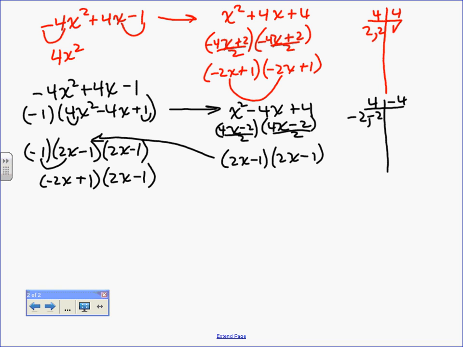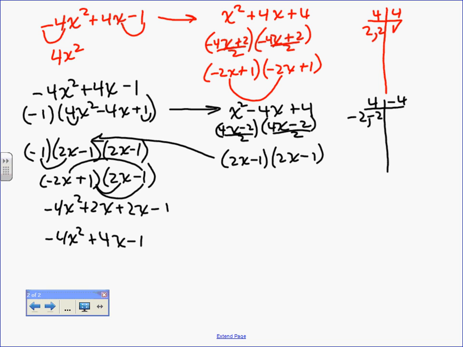The way to check that is to FOIL it back out. So negative 2x times positive 2x is negative 4x squared. Negative 2x times negative 1 is positive 2x. 1 times 2x is also positive 2x. And 1 times negative 1 is negative 1. So the polynomial is negative 4x squared plus 4x minus 1, and that's exactly what we started with. So now we're done.